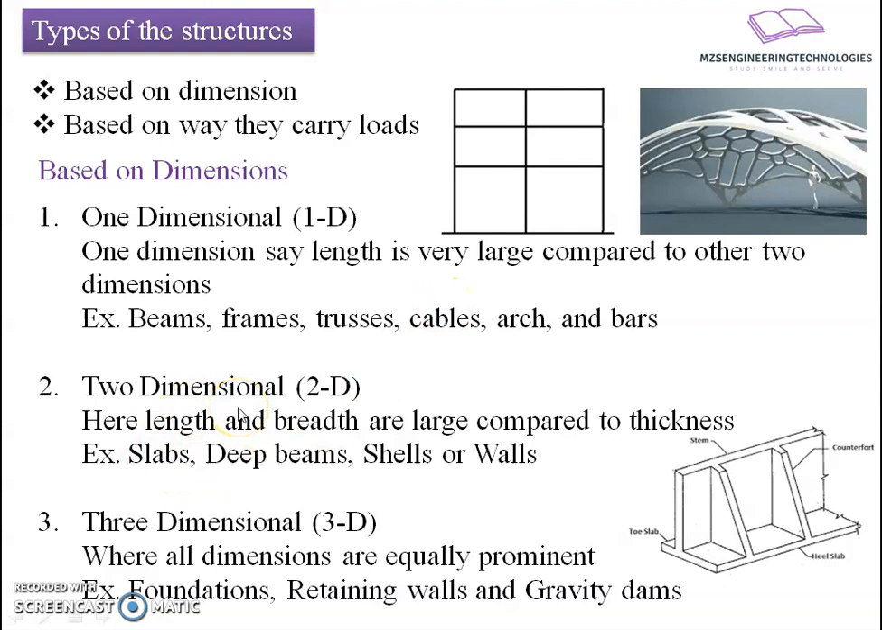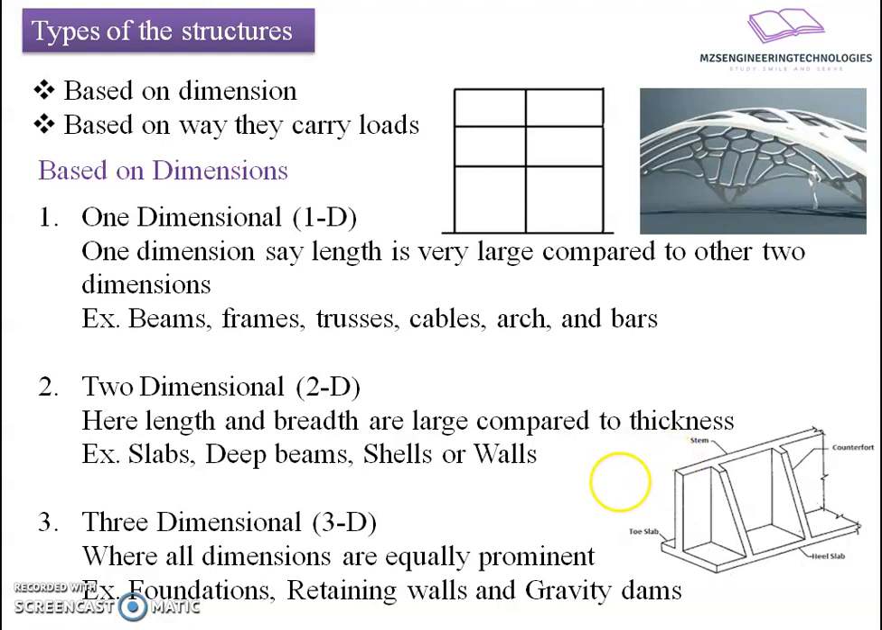Two-dimensional element: here length and breadth are large compared to the thickness. Means here the thickness is neglected. For example, slabs: we concentrate on the loads coming on the surface area of the slab, irrespective of the forces developed along the thickness of the member. So here we take the effect of the forces and stresses along a planar geometry. Then we call it a two-dimensional structure.